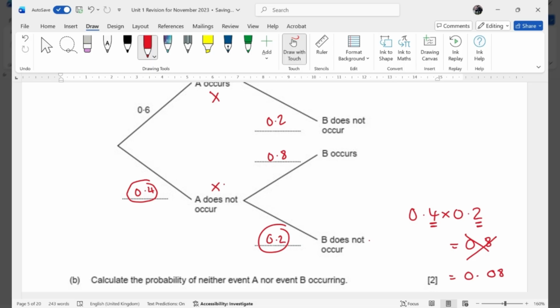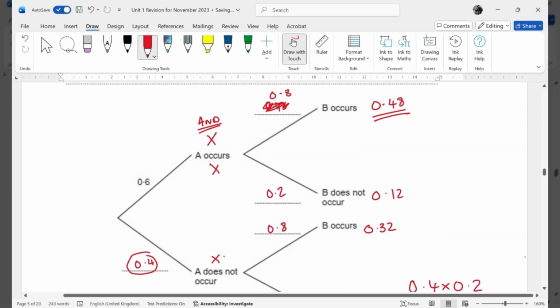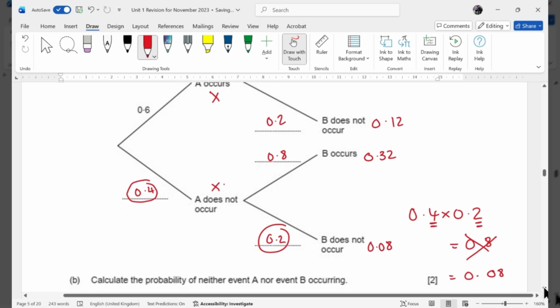So that is 0.08. If they asked for this one, it would be 0.32. If you asked for this one, it would be 0.12, 6 times 2. And then the top one is 0.48. They told us the top one, didn't they? They told us it was 0.48. And if you add 0.48, 0.12, 0.32, and 0.08 together, you get 1. In this case, 100%.